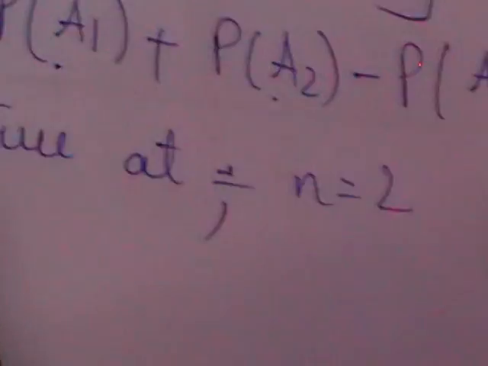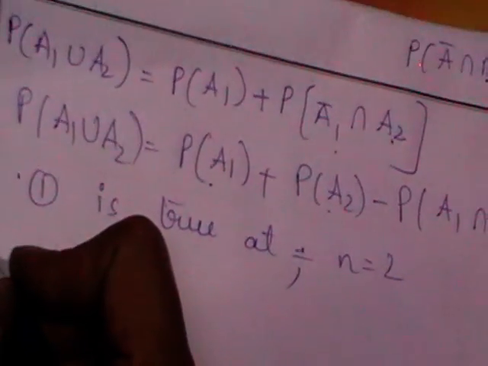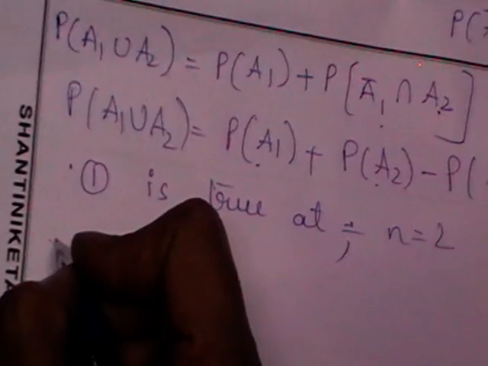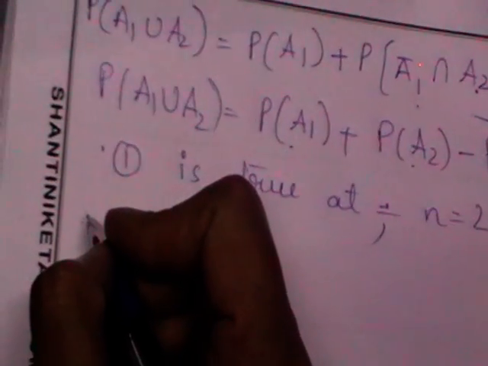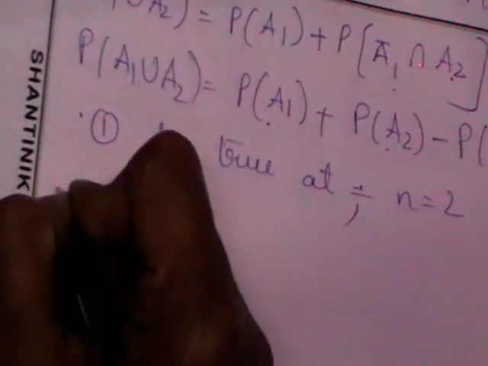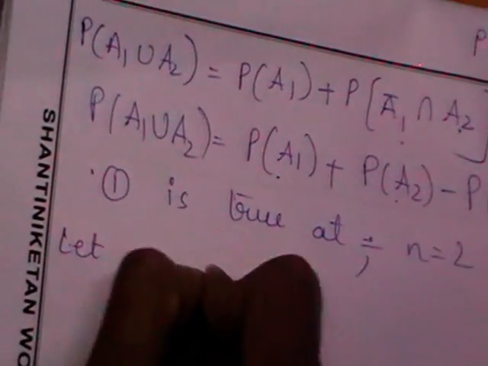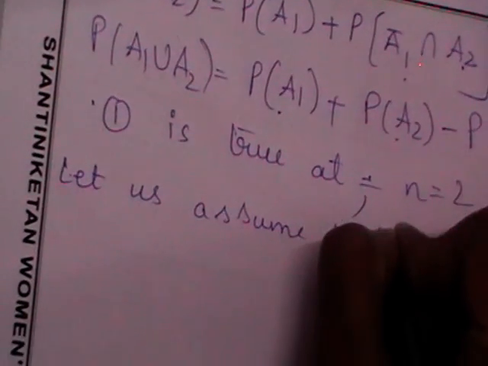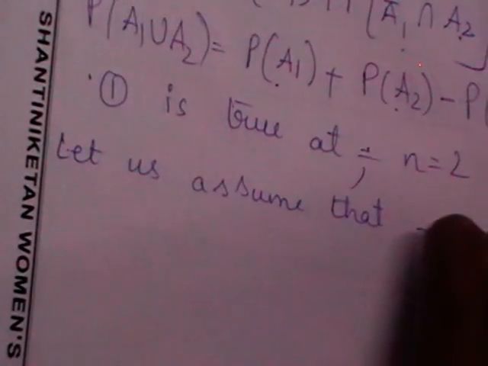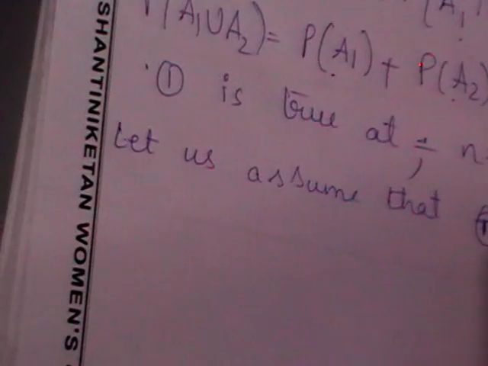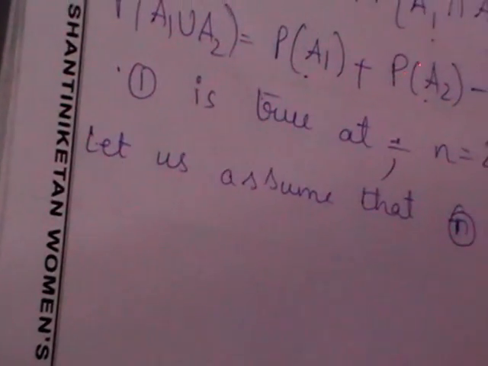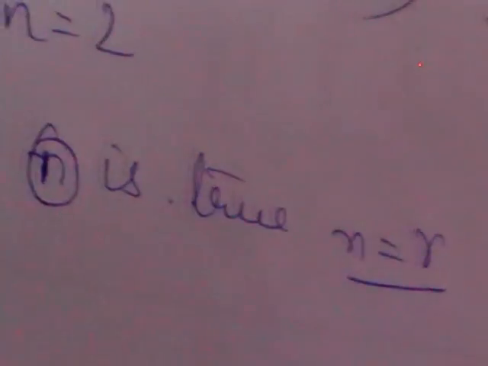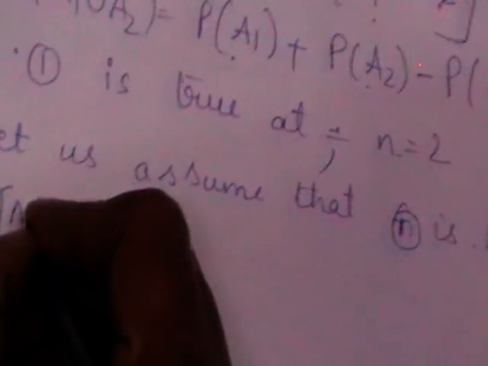What is the next step in mathematical induction? You need to assume that equation 1 is true at n is equal to r. Let us assume that equation number 1 is true at n is equal to some value r. Means we assume that it is true at n is equal to r. So put n is equal to r in the given statement.